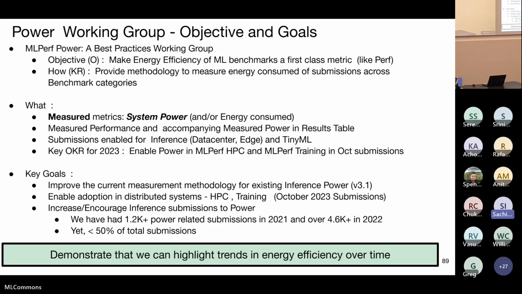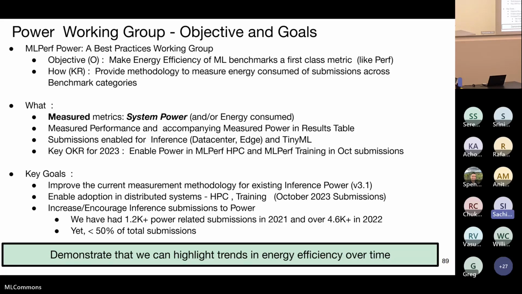So given that we just got these slides in just over the last hour, we've just made a copy of what we presented last time, and then I'll verbally speak to it. I think there's been discussion about power in HPC and training, so I'll speak to that. What we are is a best practices working group. We are not a benchmarking group. People confuse us with being benchmarking, but we are not.